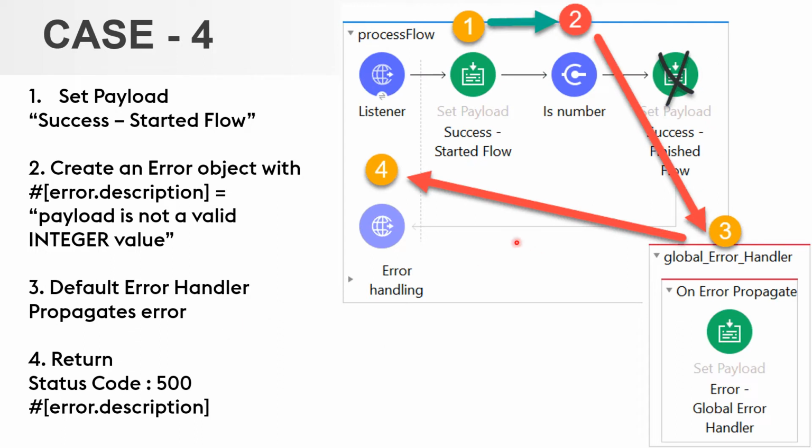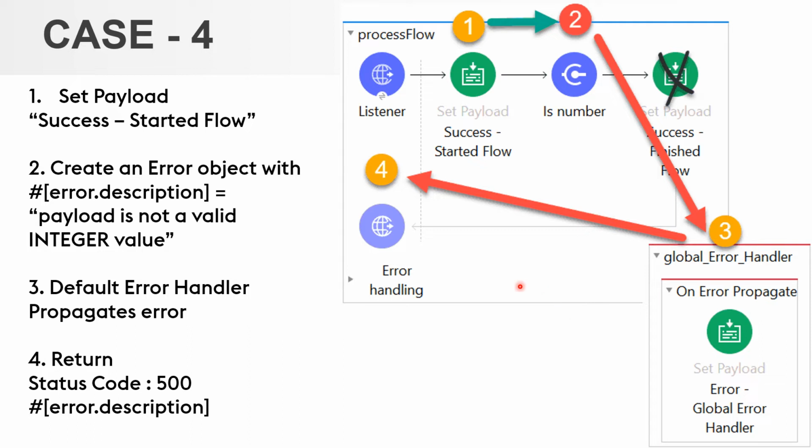Now the next case is global error handler. Here also the main flow remains exactly the same. In the main flow we do not have on error propagate or on error continue, but we have defined a global error handler. So what is the job of the global error handler? Whenever in your main flow you have not defined any error handling, then it goes and looks for global error handling. In this case, in the global error handler, we have mentioned on error propagate.